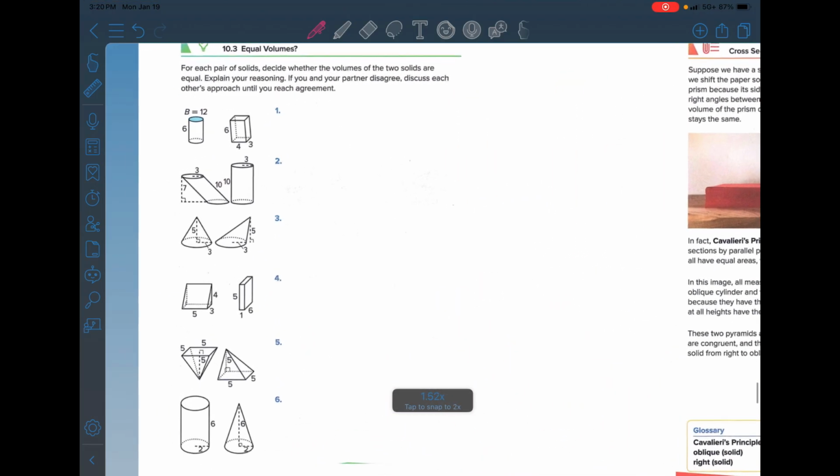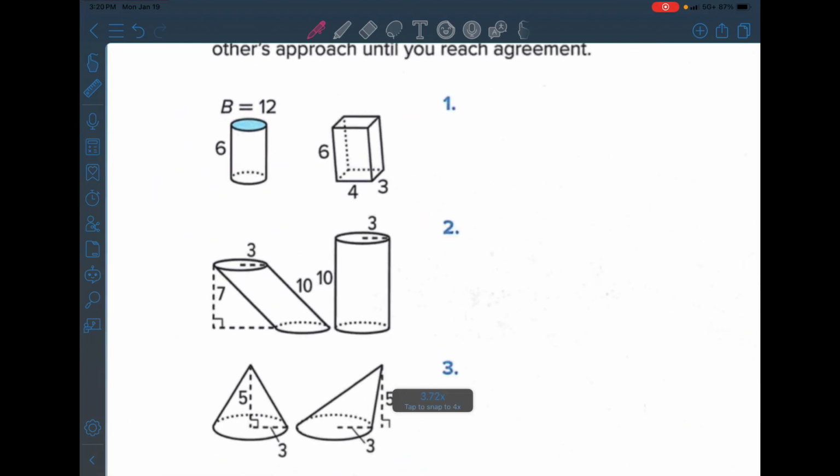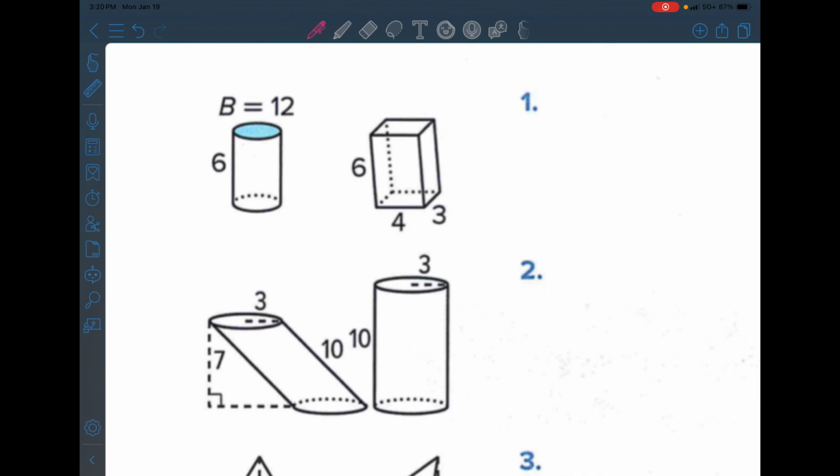So let's look at this. It says, for each pair of solids, decide whether the volumes of the two solids are equal. Explain your reasoning. Okay, so we're not going to do partners. You're watching this video, you're by yourself. So let's find the area of each thing. Remember, the volume for a cylinder or a prism is capital B times your height. For a cylinder, your capital B equals pi r squared. And for a parallelogram or a rectangle, your capital B equals base times height.